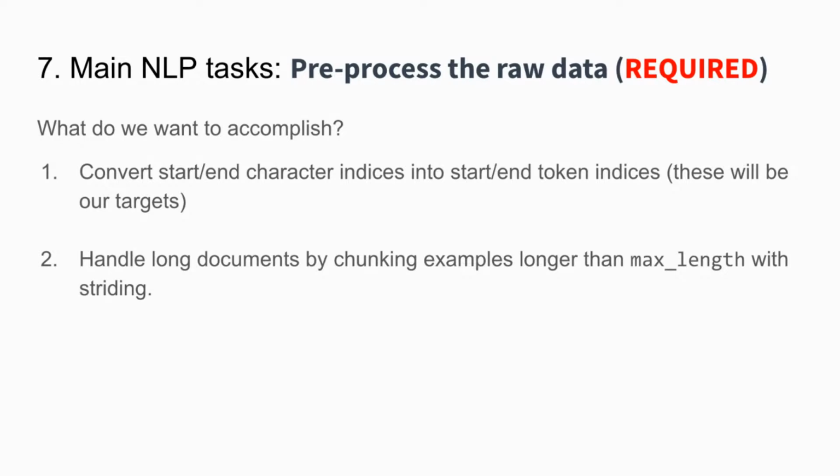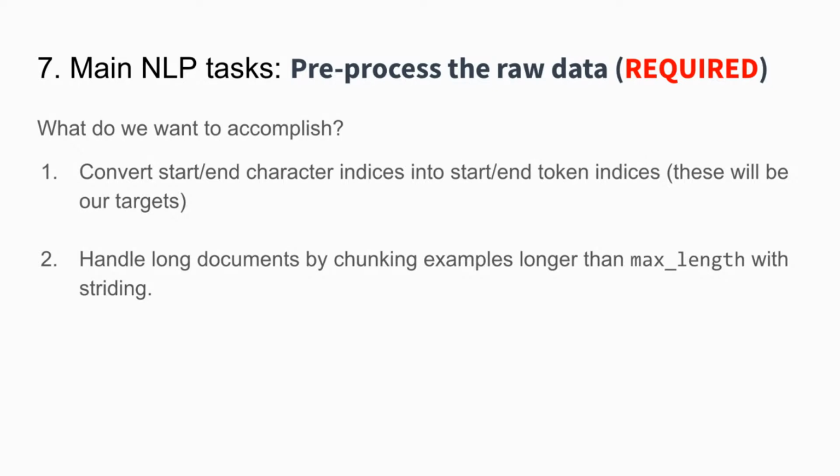Another reason that we want to pre-process the raw data is that we want to be able to handle documents longer than our max length. And again, the max length is going to be dictated by what you set specifically. In the example I just showed you, we're setting it to 128 tokens, or by the max supported by whatever model you're using. But we have to use pre-processing either way to be able to find those start and end token indices.